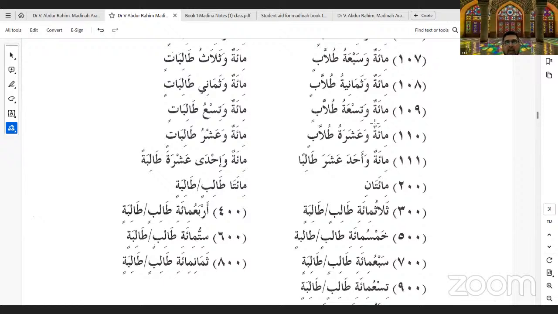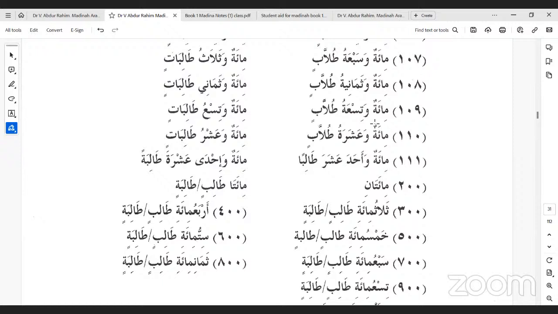Now again, 11 and 12 numbers. The units and the tens, both of them correspond with the ma'dud. Ahada is masculine. Ashara is masculine. Mi'atun is the 100. Ihda is feminine. Asharata is feminine. 111 female students. Then Miyatani is 200.